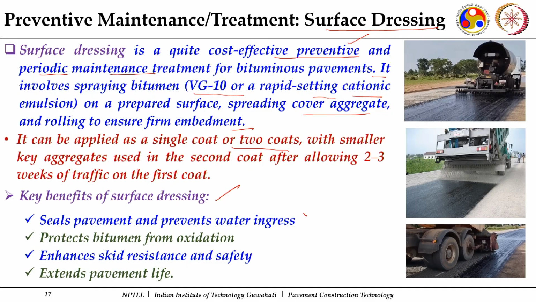What are the key benefits usually achieved with the help of surface dressing? It seals the pavement and prevents water ingress because you are applying a bituminous binder layer over the existing pavement. It protects bitumen from oxidation and enhances skid resistance. Key aggregates, chips, are there on top of it, so it provides a good macro texture to your surface. It extends the pavement's life because it delays the progression of distresses.